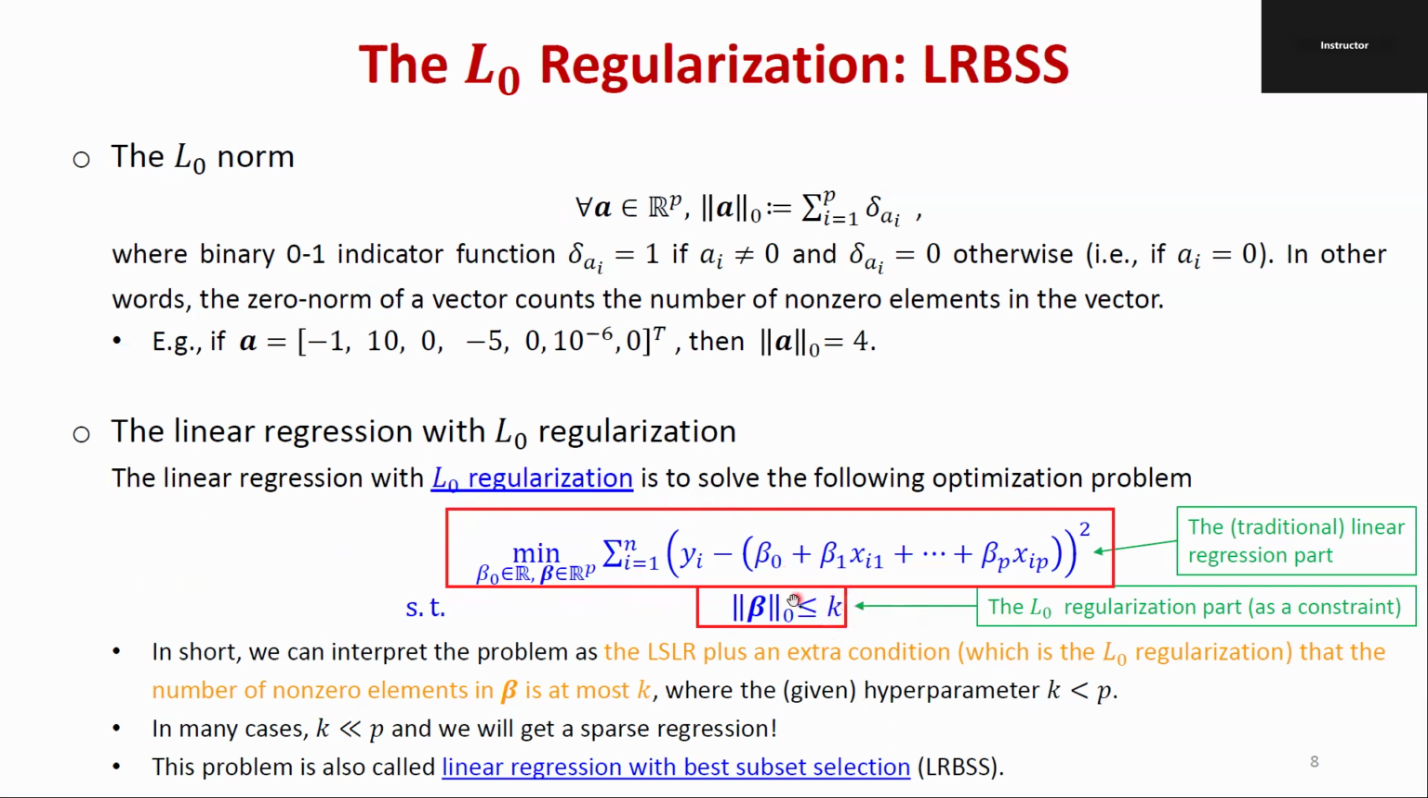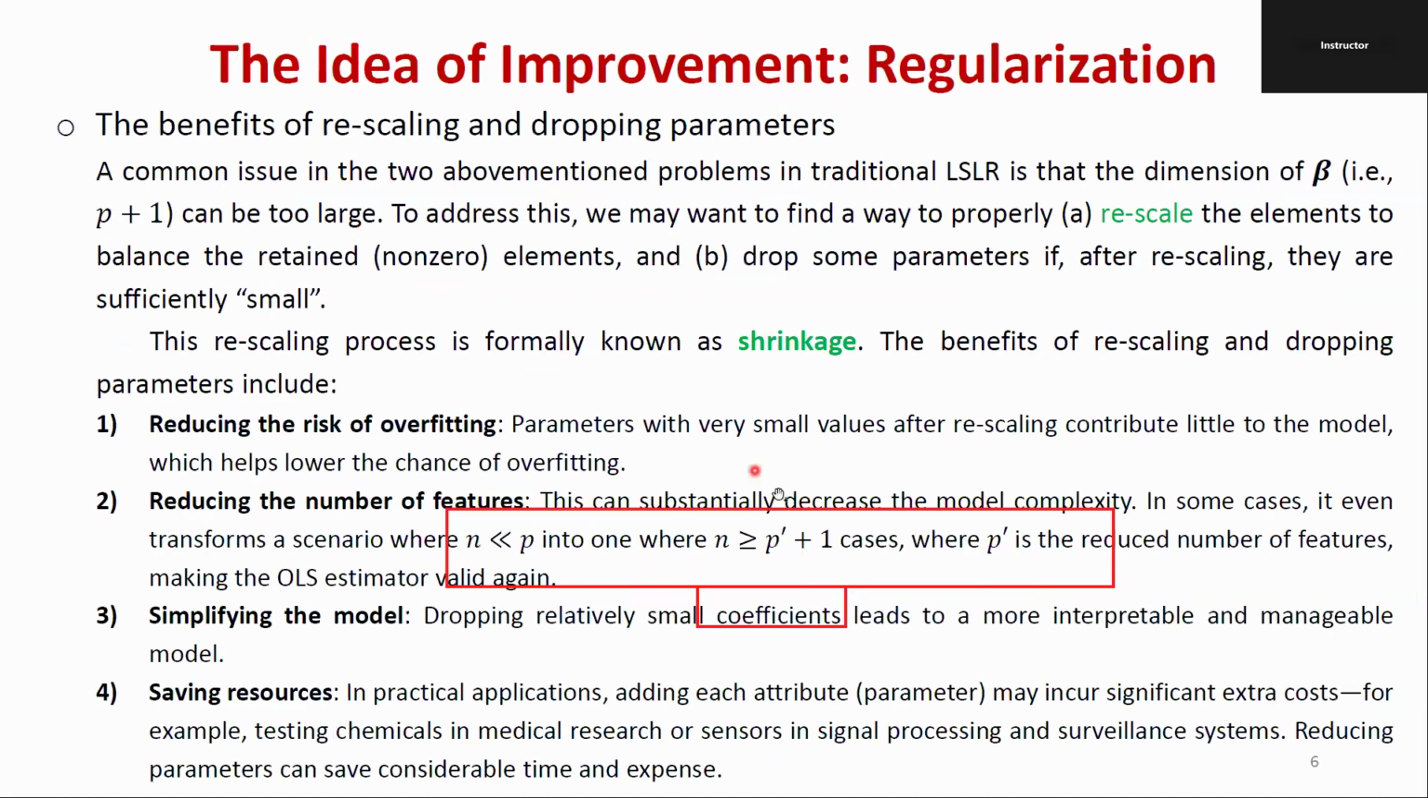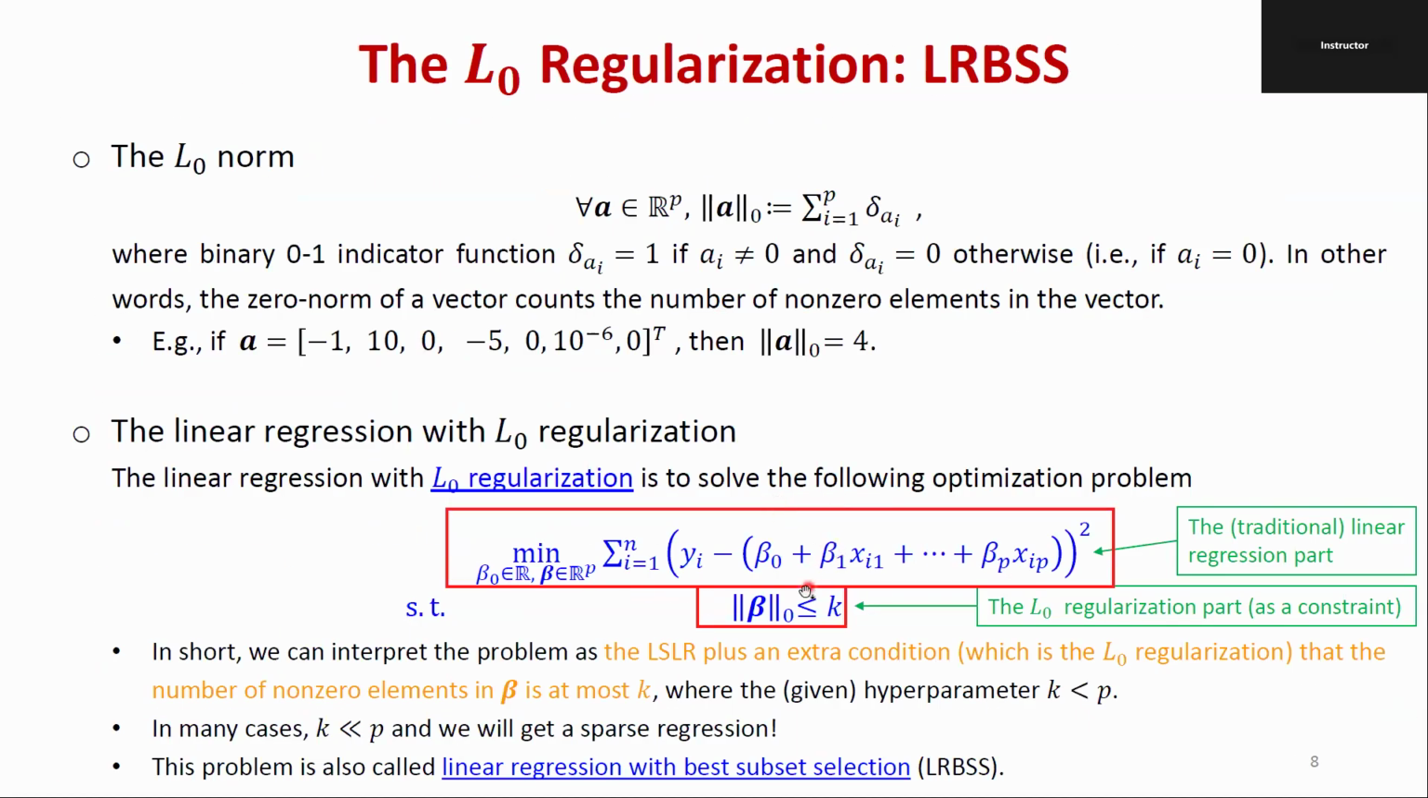If it's not, say the total number of non-zero elements in our OLS solution, assuming it exists, is greater than k, then no, we will need to find another method to solve it. If you're interested, this is also called linear regression with best subset selection.